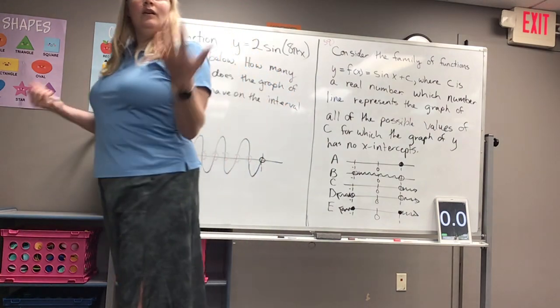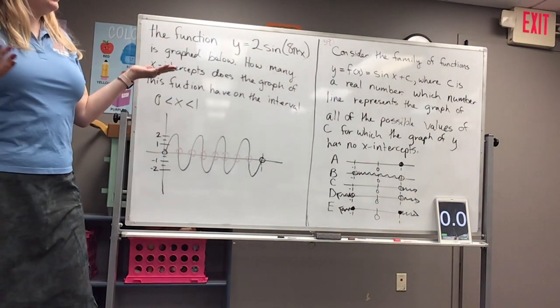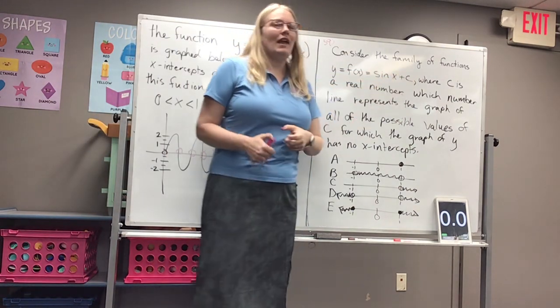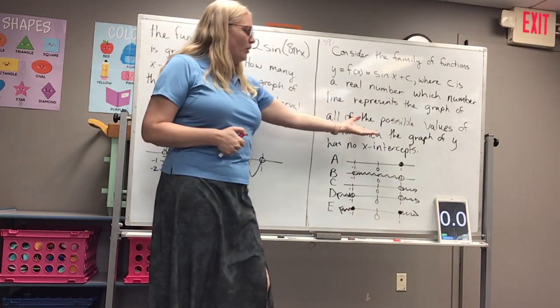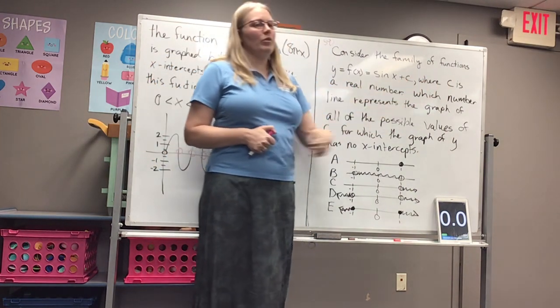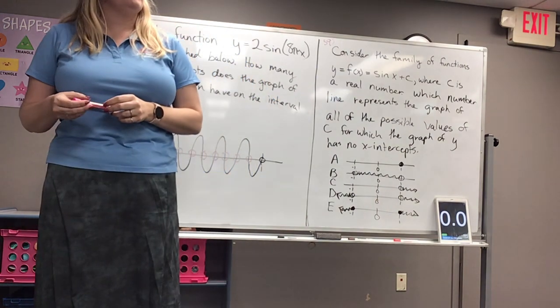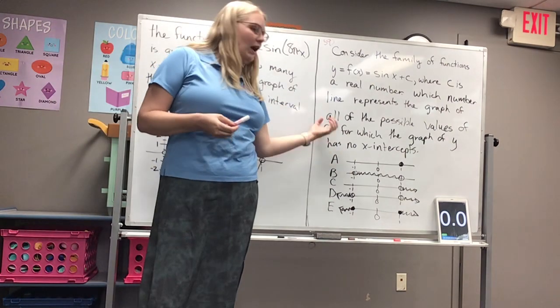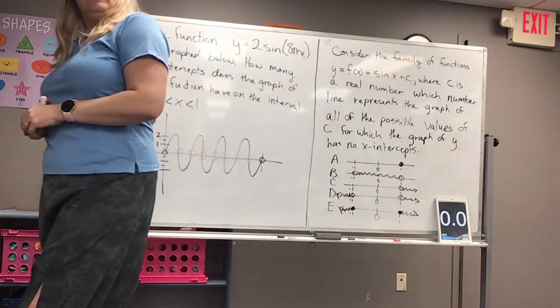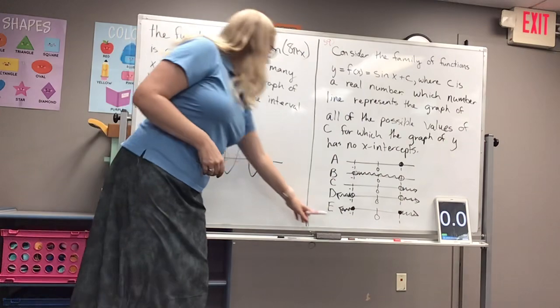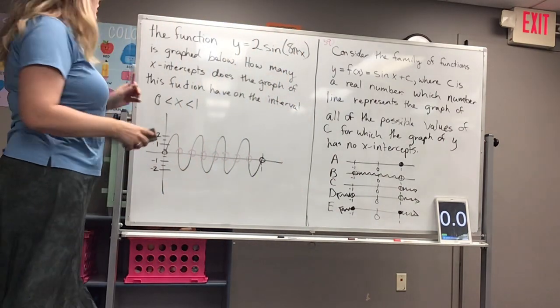So it's asking, we've got this sine function. We know that it's a normal parent sine function, but it's having this number added on at the end. And it wants to know what are the possible values of the number being added on that would cause the graph to not have x-intercepts, and it wants you to graph all of those possibilities on a number line. Go ahead and erase out this one.